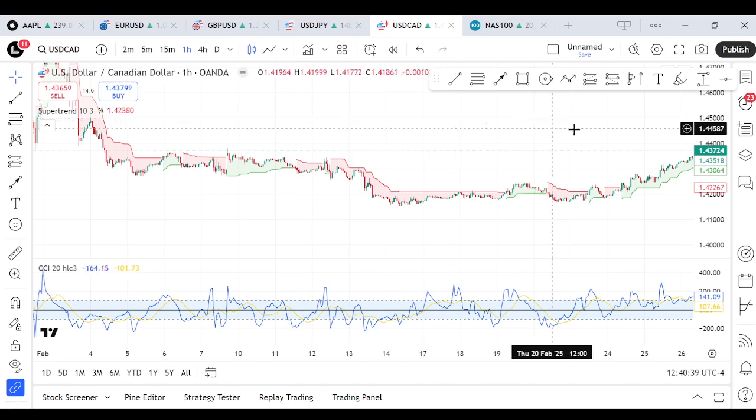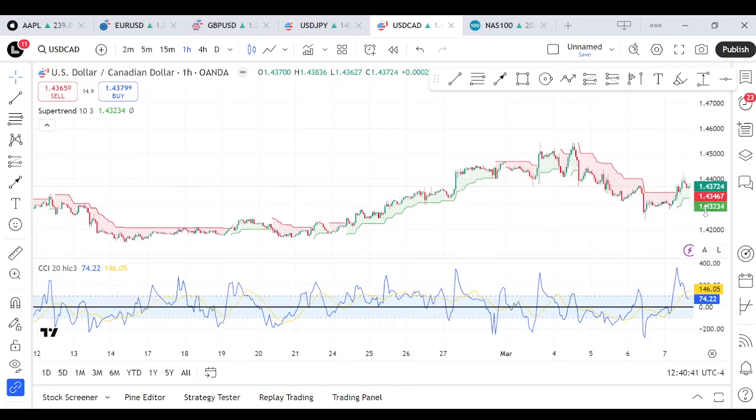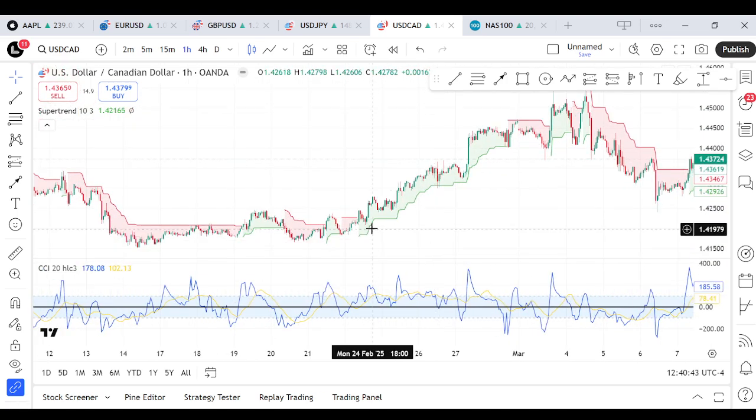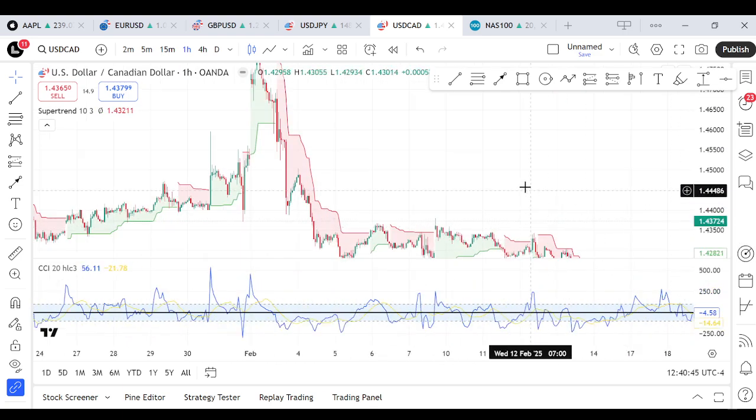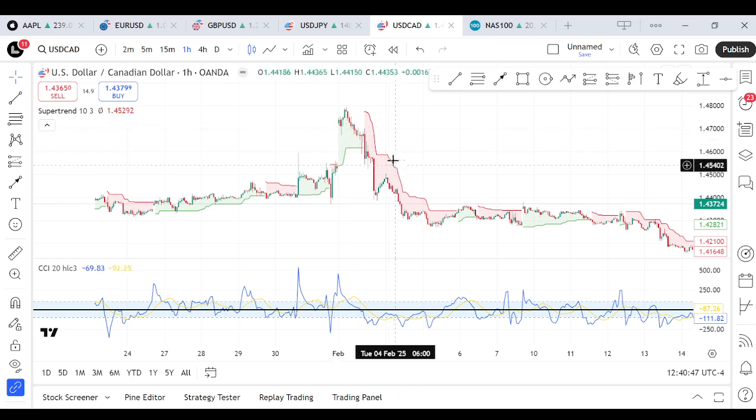and you can see here we are bullish. We have the Supertrend line being below price, and here we have the Supertrend line being above price. So you can easily tell when we are bearish and when we are bullish. Now the next step, once you've identified the trend, is to look at the CCI indicator for confirmation.